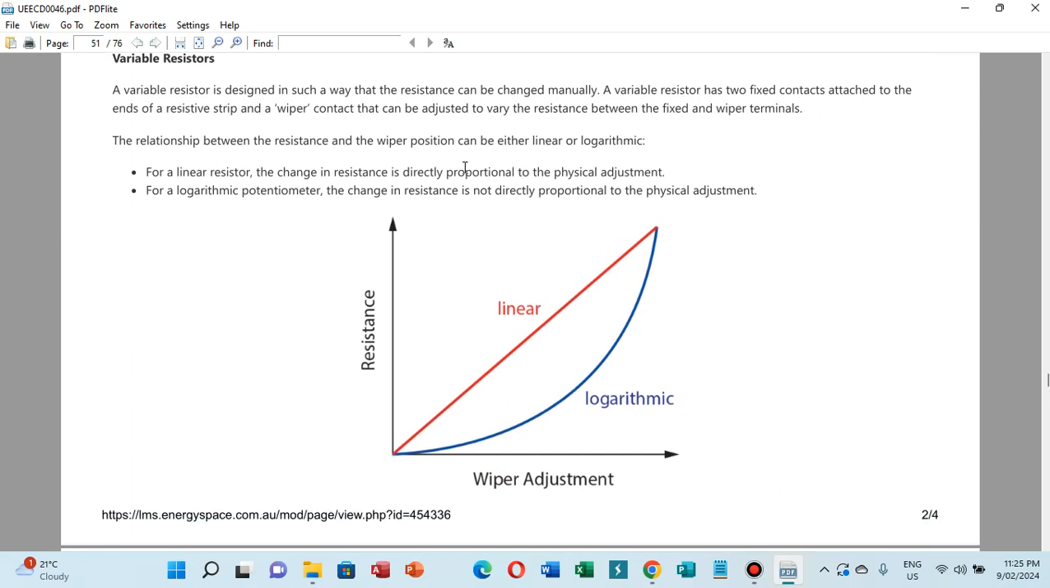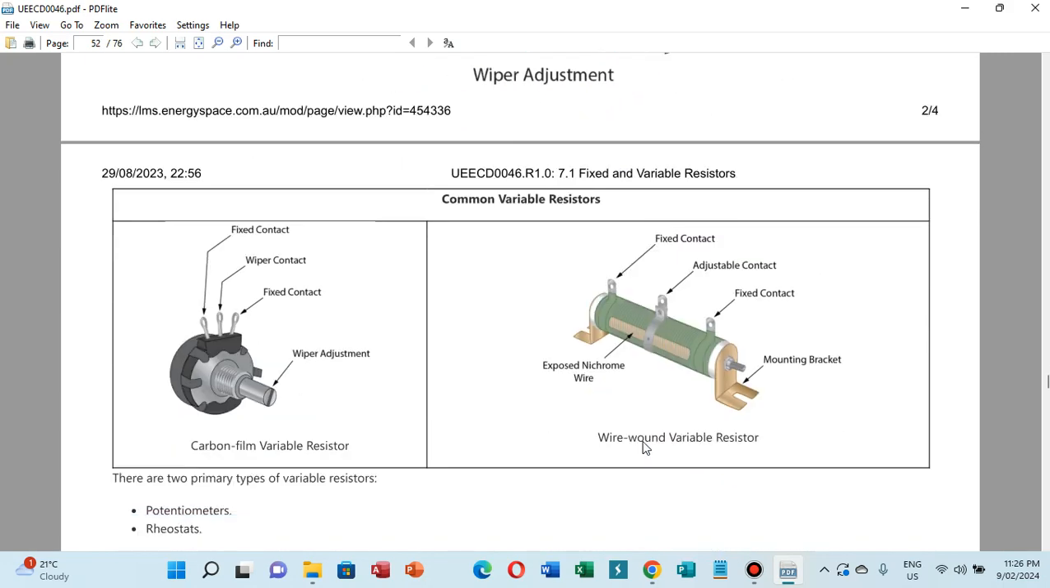There are also variable resistors, where the electrical current is flowing and the resistance value is also changing. That can be a linear or a logarithmic relationship. So this is a common variable resistor. You can see the carbon film variable resistor, here is a wire wound variable resistor, and the carbon film variable resistor.